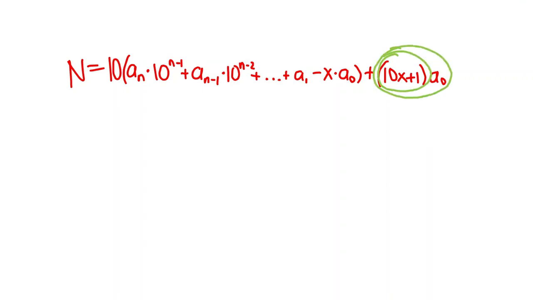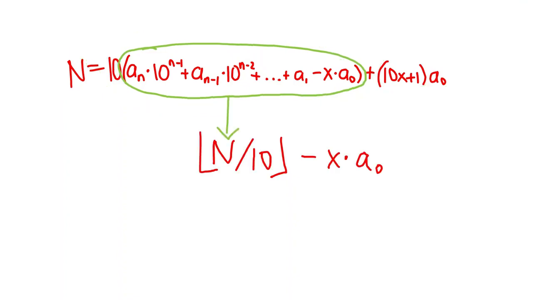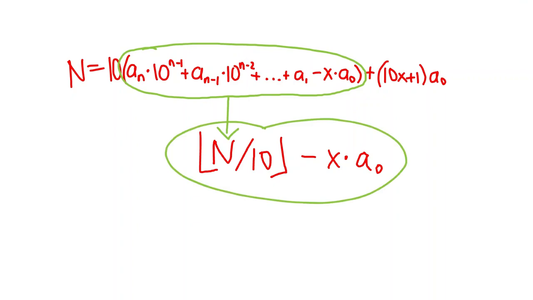This would mean 10x plus 1 times a sub 0 is also a multiple of 7. From there, we know that in order for n to be a multiple of 7, the left term must also be a multiple of 7. Narrowing it down even further, we note that 10 is not a multiple of 7, which means that the expression inside parentheses must be a multiple of 7. We can rewrite this expression as the floor of n over 10 minus x times a sub 0. This must be divisible by 7 in order for n to be divisible by 7, which is our divisibility test.